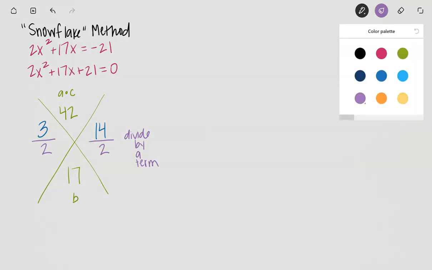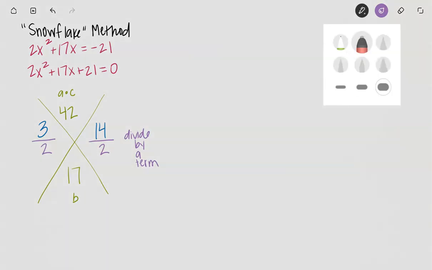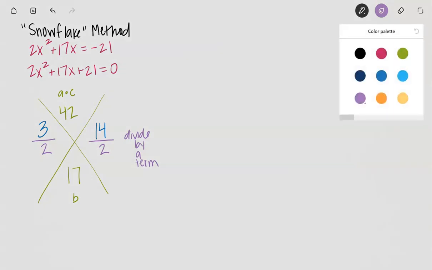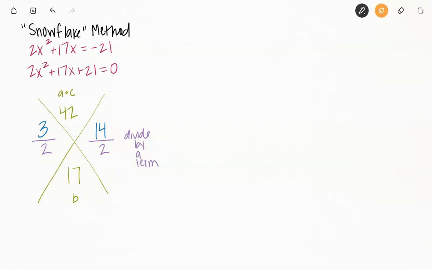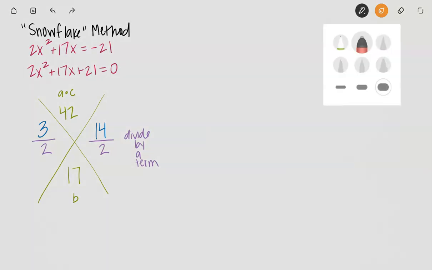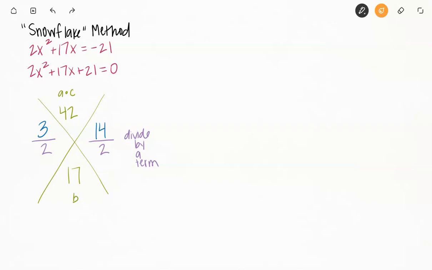If it simplifies, then that is going to be one of your simplified answers. So what I mean by that is 14 does evenly divide by 2. 14 divided by 2 is a positive 7. This is a positive 7. Oops, I didn't mean to highlight. Over here, this is a positive 7. So that means one of my terms is x plus 7.